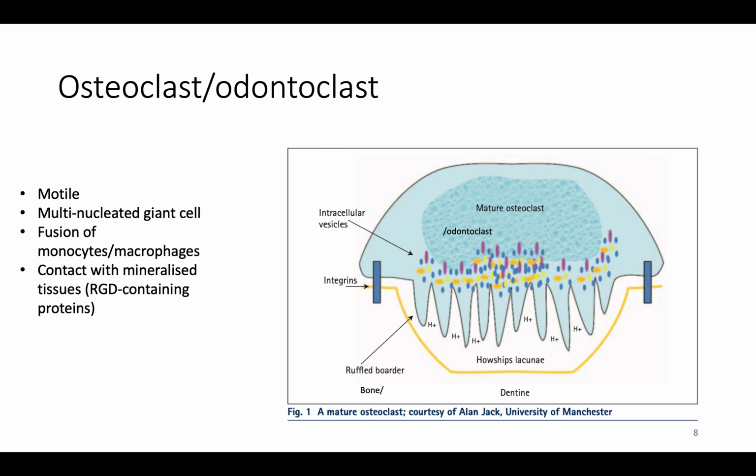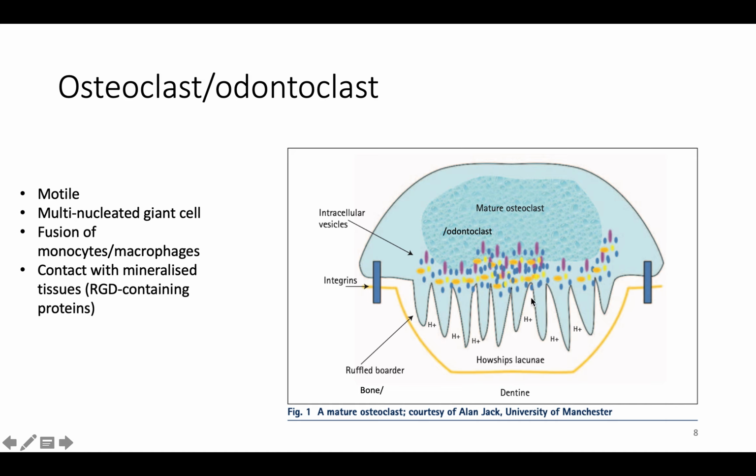Okay? Let's have a look at the osteoclast or the odontoclast, or in general any clastic cell. These are highly motile cells, which means that they can move easily above the bone tissue or the mineralized tissues. They are multinucleated giant cells. They result from the fusion of monocytes and macrophages.